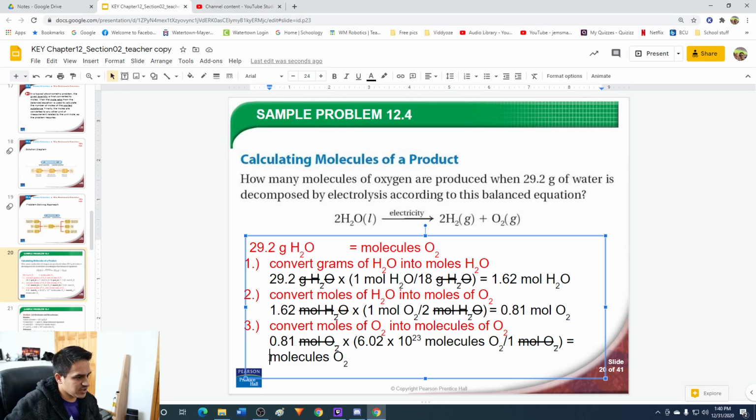And our final answer is going to be 4.88 times 10 to the 23rd molecules of oxygen.